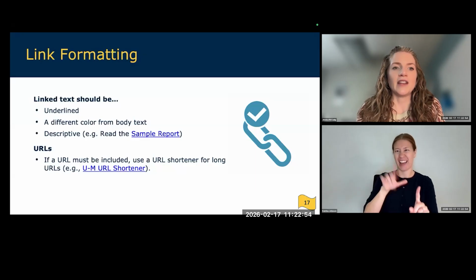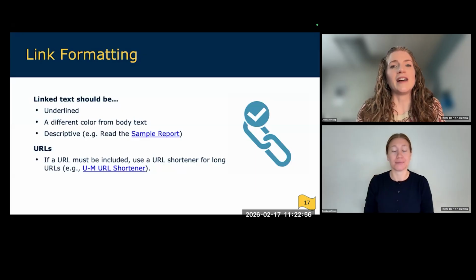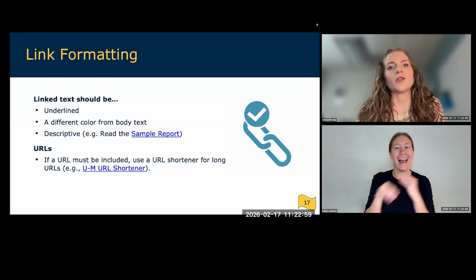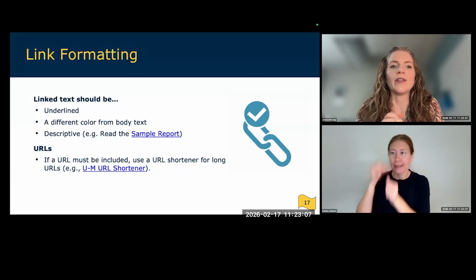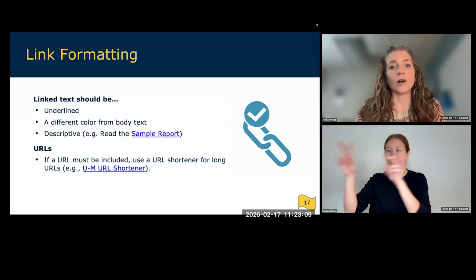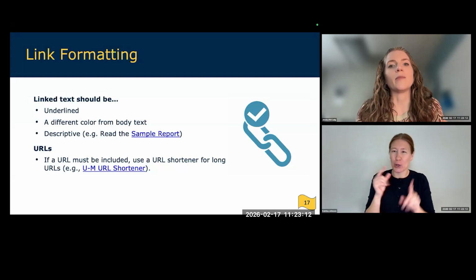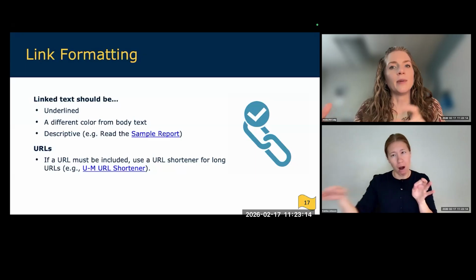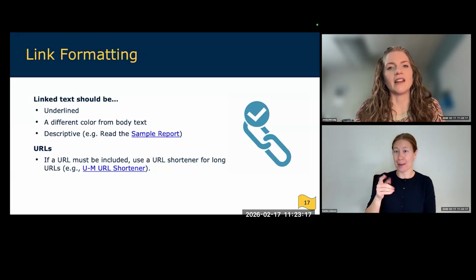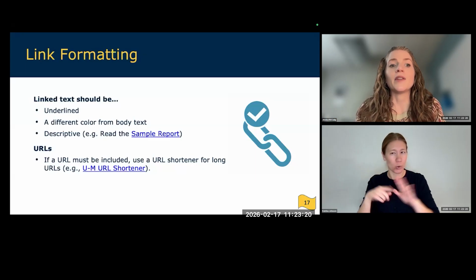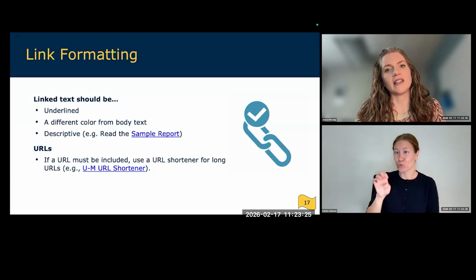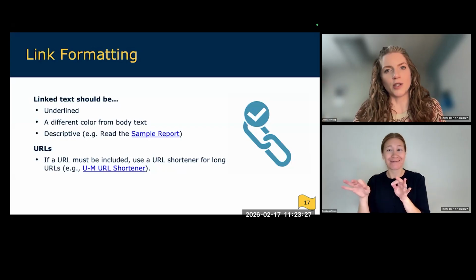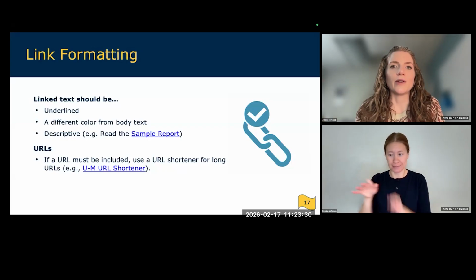The other thing we need to be thinking about with our links is that they should be linked to descriptive text. Rather than pasting in a long URL, which is that series of letters and numbers that you would find in your browser bar, we want to have some words on the screen that describe where that link goes, and then hyperlink that descriptive text. Again, I'll show you how to do that today. The example on this slide is "read the sample report," and "sample report" is the link text. If you click the link, it redirects to a sample report. So the users know where they're going.